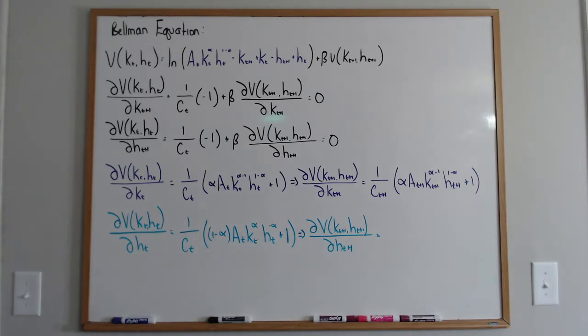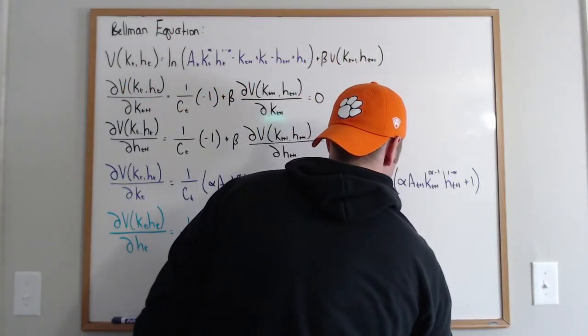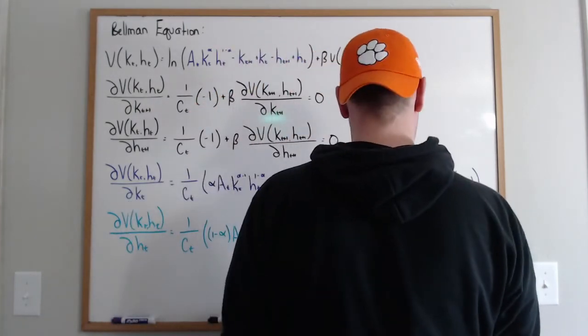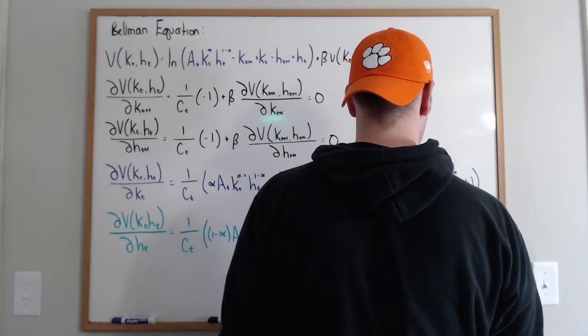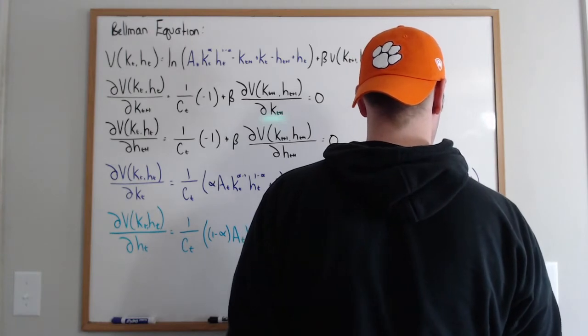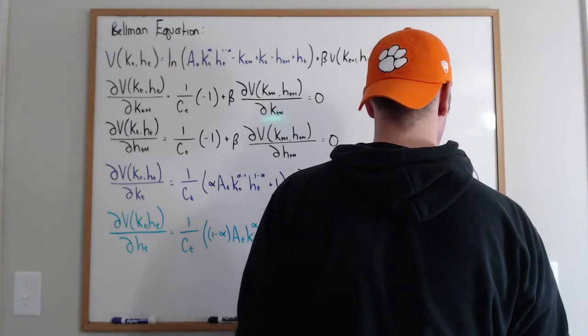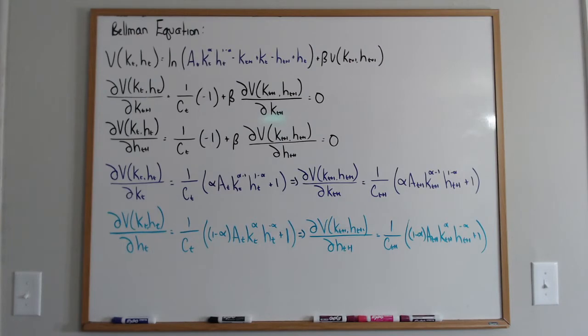Okay, let's see if you got what I got. We get 1 over c_{t+1} times (1 minus alpha) times A_{t+1} times k_{t+1} to the alpha times h_{t+1} to the negative alpha plus 1. That's what I got. Double check, see if what you got is what I got.